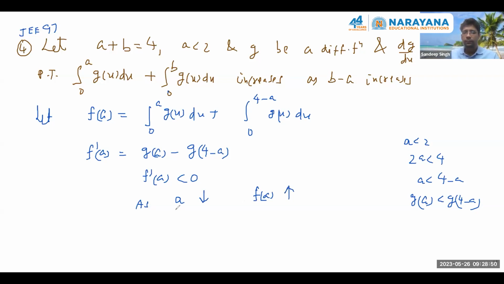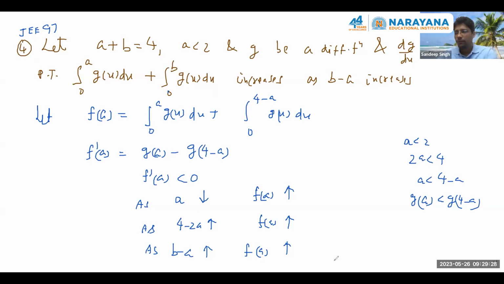And as a decreases, can I say 4 minus 2a increases? Yes, obviously. So instead of saying this, I can say as 4 minus 2a increases, f increases. And what is 4 minus 2a? This is nothing but b minus a. So this is what we wish to prove. f of a increases. So I think it is understood for all. Clear?